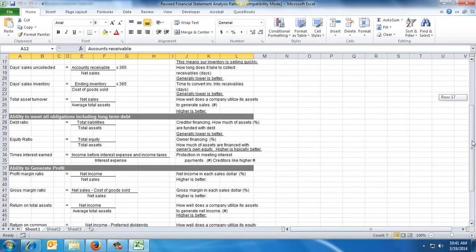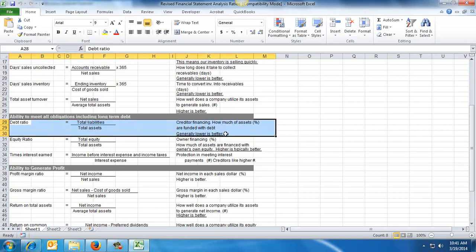In the next category, we have ratios that in general measure our ability to satisfy our long-term debt. And one of the more common ones is called our debt ratio. This is our total liabilities divided by our total assets. You can get both of those numbers off of our balance sheet.